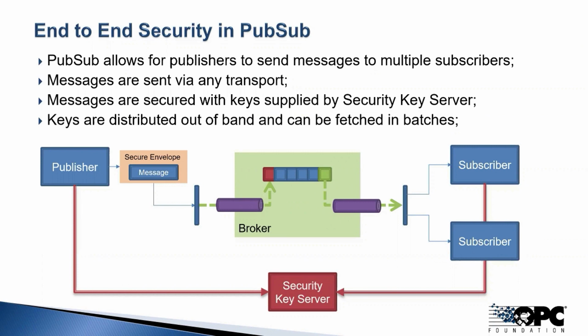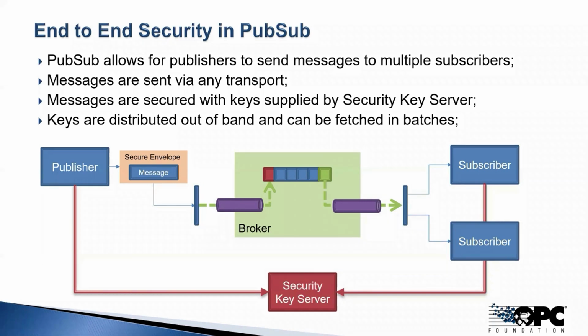And so what happens is that the publisher starts up, it gets its keys and uses those keys to secure the envelope and sends it out to the middleware. The subscriber gets the message from the middleware, and then it can go and pick up the keys from the security key server, which will then allow it to read the message and do whatever else it needs to do with it.